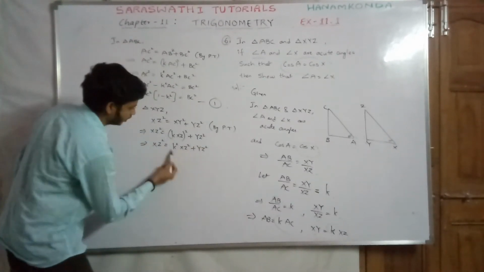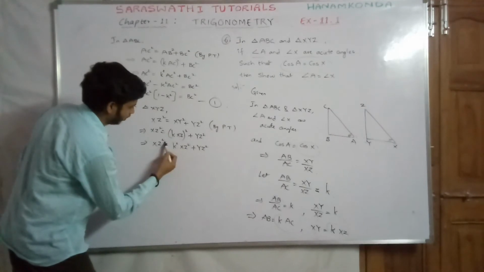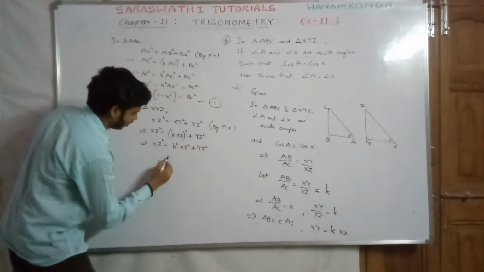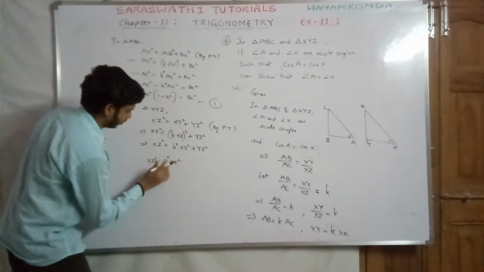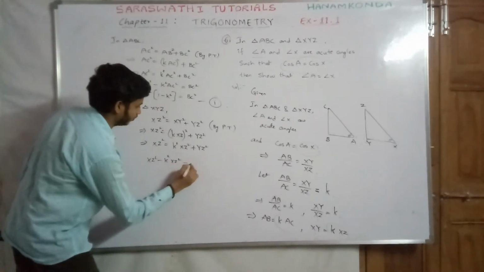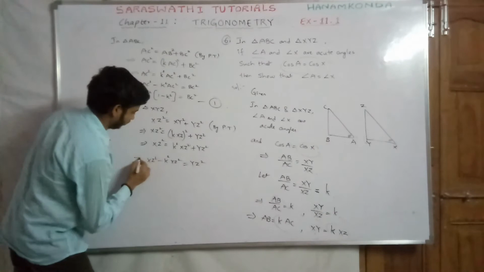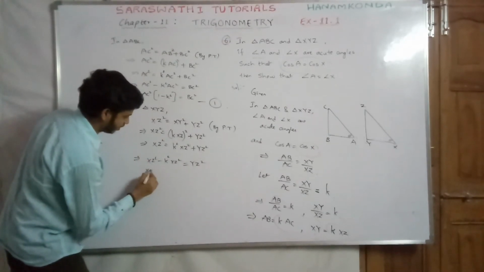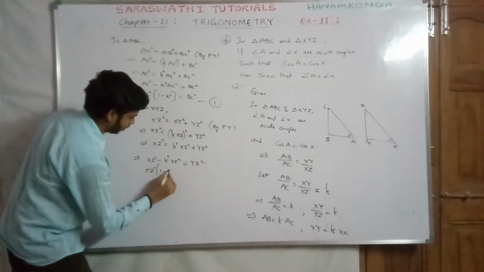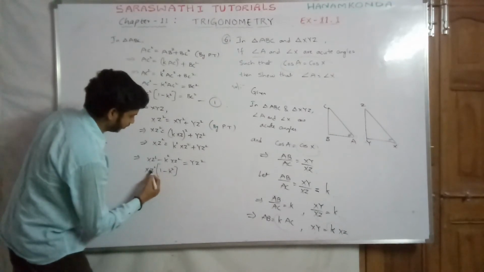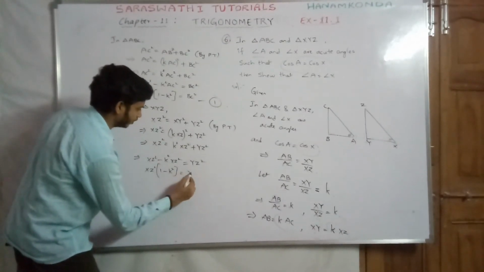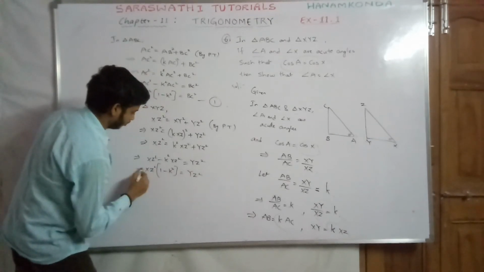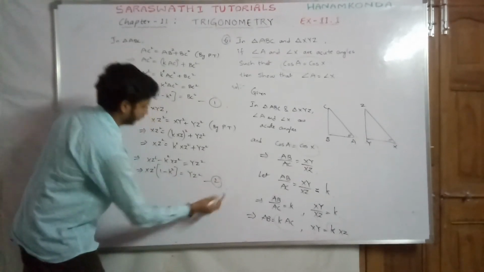Now k square into XZ square comes to the left side and becomes minus k square into XZ square. So XZ square minus k square XZ square equals YZ square. Take XZ square as common, so 1 minus k square will remain, giving (1 minus k square) into XZ square equals YZ square. Let us take it as the second equation.